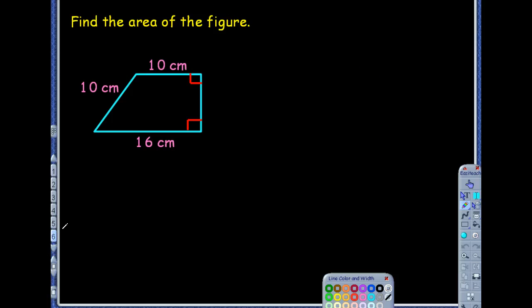It says find the area of the figure. Now let's first identify what kind of figure this is. It is a trapezoid. How do you know that? Well, I see 4 sides, so that makes it a quadrilateral. And I see those right angles, which, because those sides are both perpendicular to the same side, makes those parallel. So that 10 centimeters on top and the 16 centimeters on bottom are parallel. And one set of parallel sides in a quadrilateral is a trapezoid. All right, so we know it's a trapezoid.